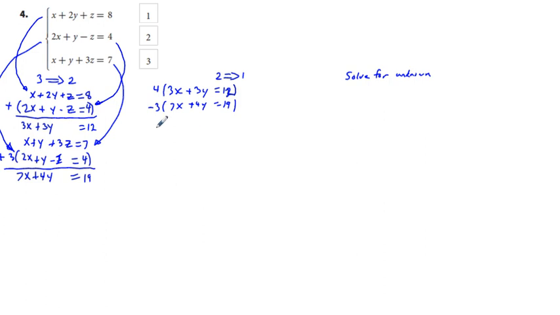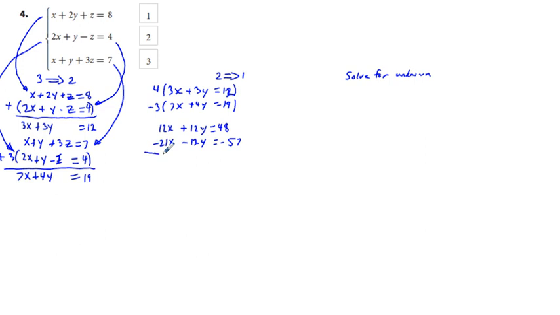Okay, let's look at this. 4 times 3x is 12x, and 4 times 3y is 12y, and 4 times 12 is 48. And then for this bottom equation, -3 times 7x is -21x. And then -3 times 4y is -12y. And then finally, -3 times 19 is going to be -57.